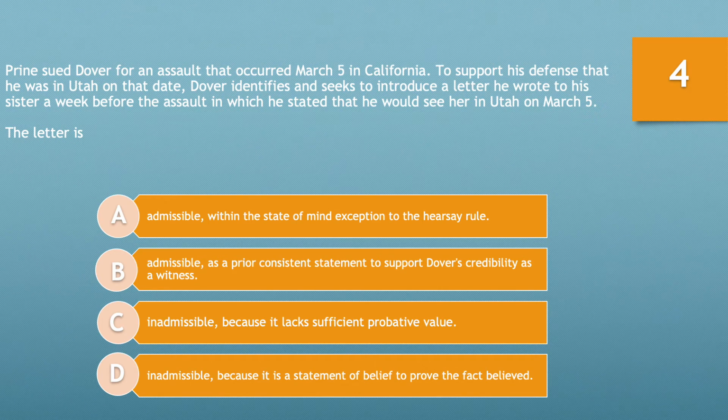Question number 4. Prine sued Dover for an assault that occurred March 5 in California. To support his defense that he was in Utah on that date, Dover identifies and seeks to introduce a letter he wrote to his sister a week before the assault, in which he stated that he would see her in Utah on March 5th. The letter is A. admissible within the state of mind exception to the hearsay rule. B. admissible as a prior consistent statement to support Dover's credibility as a witness. C. inadmissible because it lacks sufficient probative value. Or D. inadmissible because it is a statement of belief to prove the fact believed. Take 10 seconds.